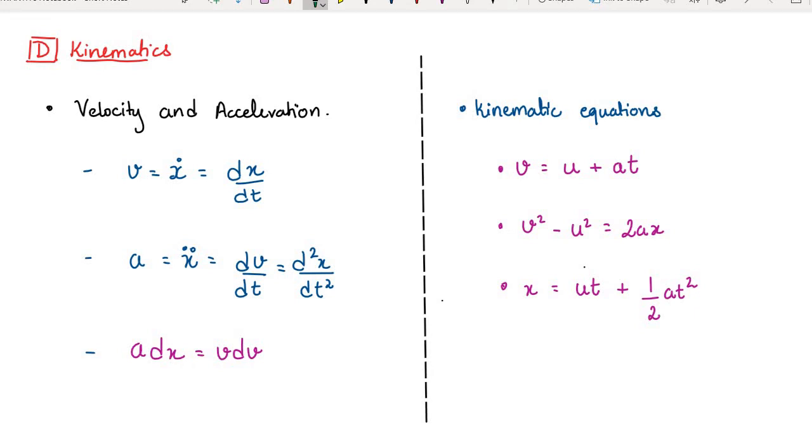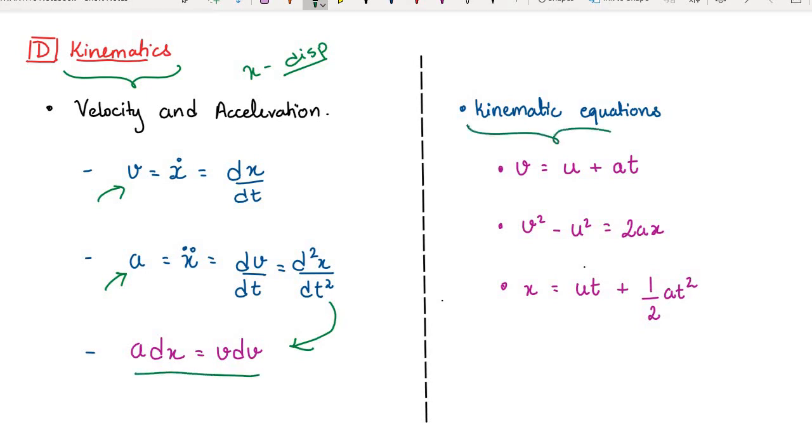Now the next topic is kinematics. Here, if x is the displacement of the body, then velocity is defined as dx by dt, acceleration is defined as dv by dt, which is equal to d square x by dt square, and this can be further modified to get a dx is equal to v dv.